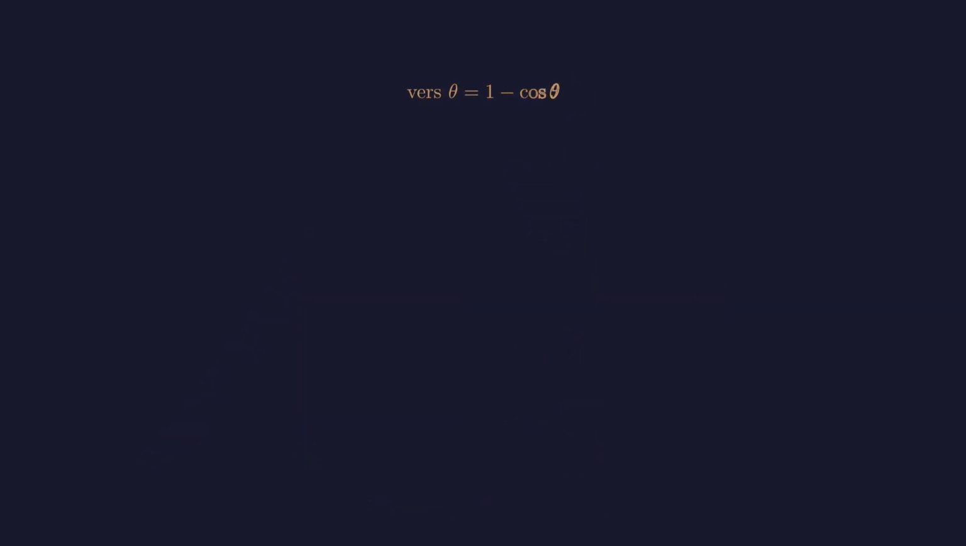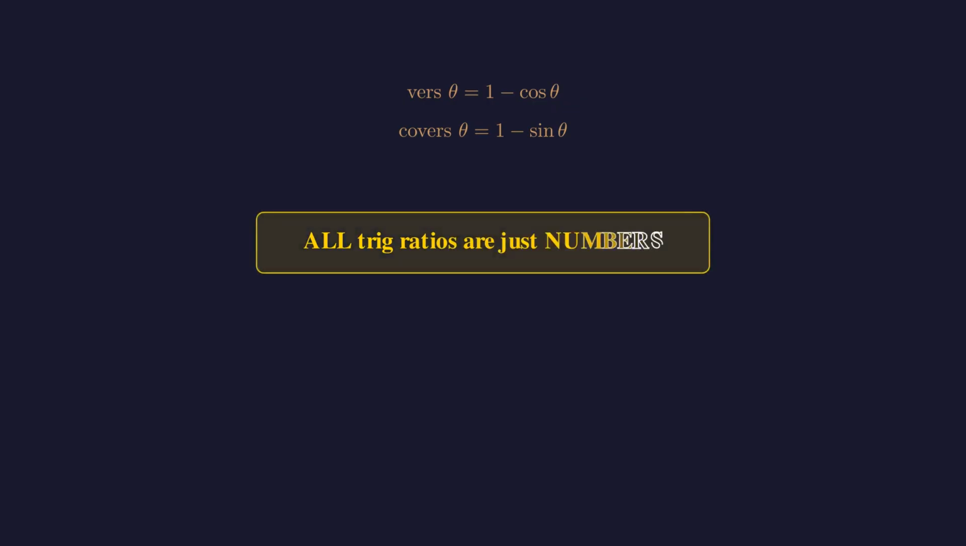2 quick bonus ratios from older textbooks. Versed sine is 1 minus cosine theta. Coversed sine is 1 minus sine theta. You won't use them often, but they're part of the family.